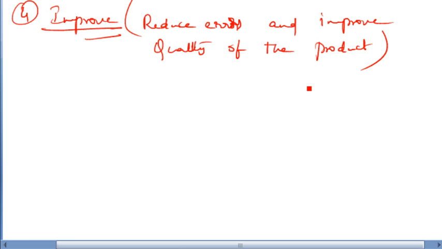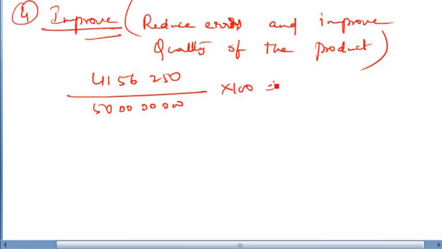So how to improve? As you can see in the question, the cost of resources currently incurred for maintaining the quality, how much is that? Just now we have calculated 41,56,250. You put it on the total turnover, which is 50 crores. How much is cost of quality right now? Around 8.83% of sales, which is not so big. So if its competitors are able to achieve excellence in quality, so must ASPL, in order to remain in business.